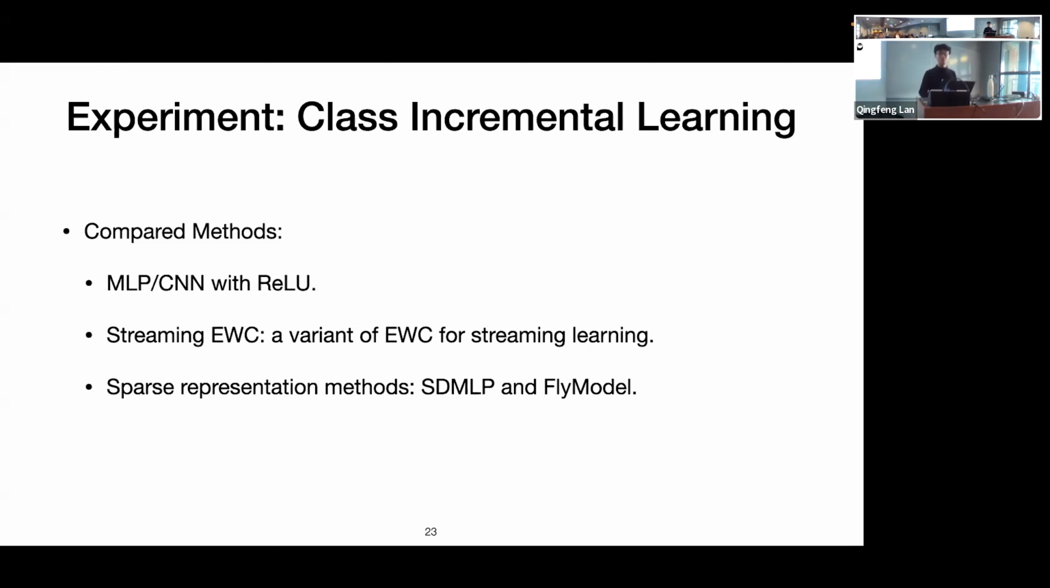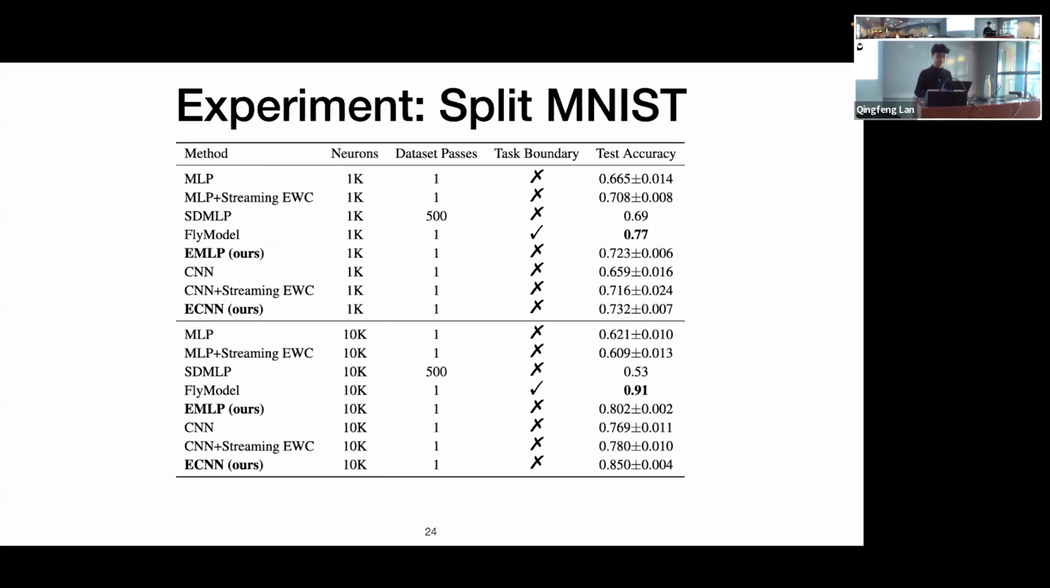And we consider two sparse representation methods, SDMLP and the fly model. These two models are bio-inspired. I'll not give more details for now. And finally, is our method. We consider EMLP and ECN with D equals 4.